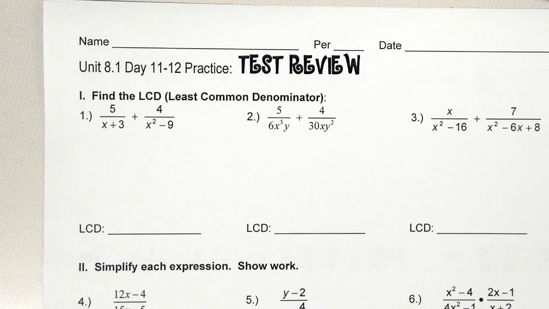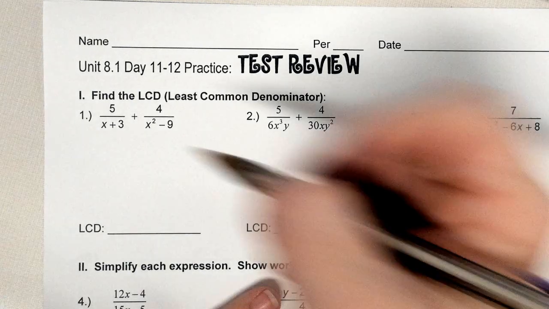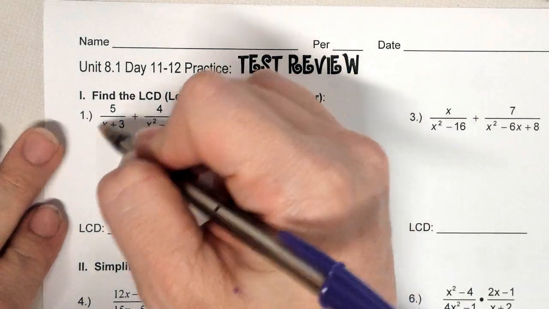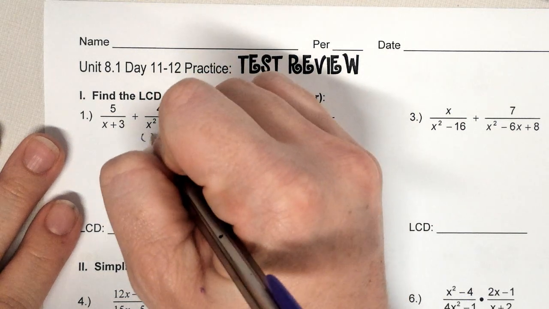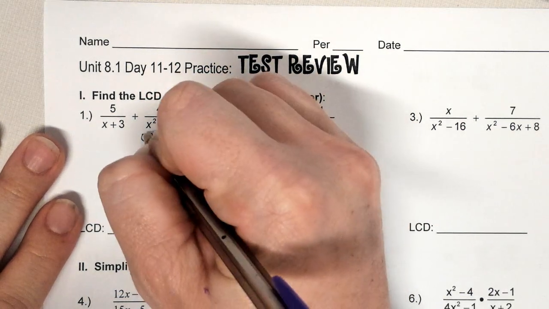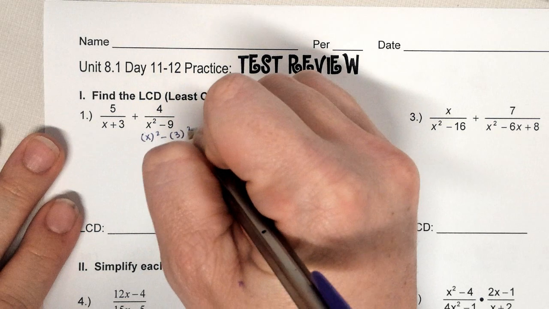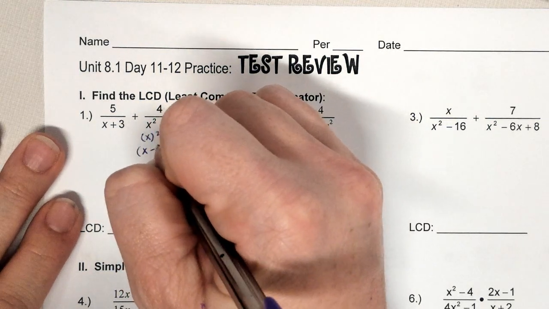Okay, 8.1 test review. 1, 2, and 3 ask you to find your least common denominator. So you have to factor your denominator. This one's already factored. We don't care about the numerator. This is a perfect square minus a perfect square. So x squared is x squared, 3 squared is 9, which brings us to x minus 3, x plus 3.